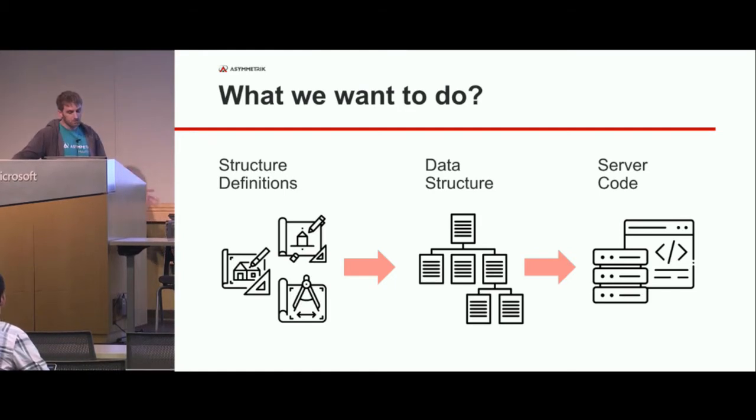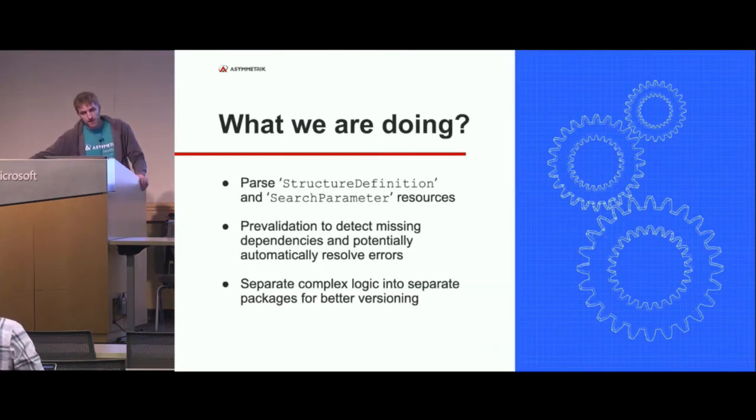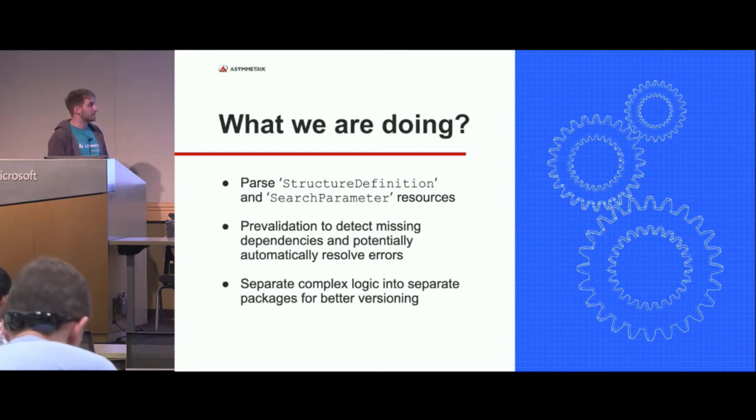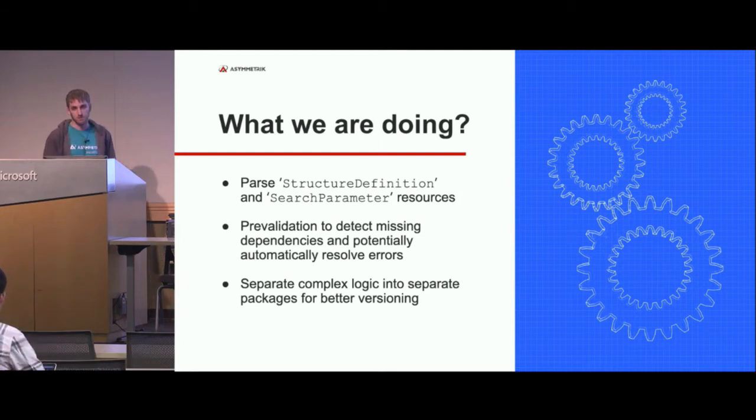So we started to think about this, and we made a couple passes at it. With our first implementation, we came out with essentially just resources. But currently, we're parsing all structure definitions, all search parameters. Once it goes into our data structure, we're able to do pre-validation on it. So you can look for missing dependencies. You can try to automatically fix issues with structure definitions.